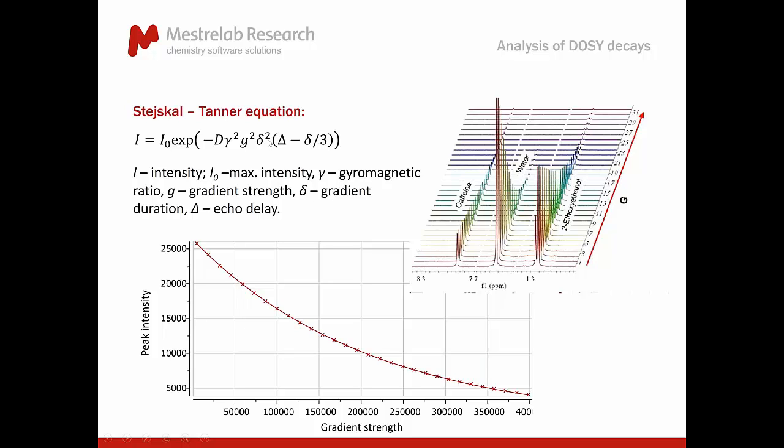Geomagnetic ratio, obviously. Gradient strength is also there: the stronger the gradient strength, the more attenuation of the signal, the less echo signal you will see. And you need, of course, to include the time, and something happens during the gradient duration, so you need to include both echo delay and gradient duration in here.